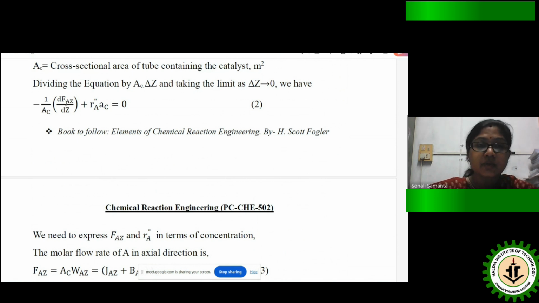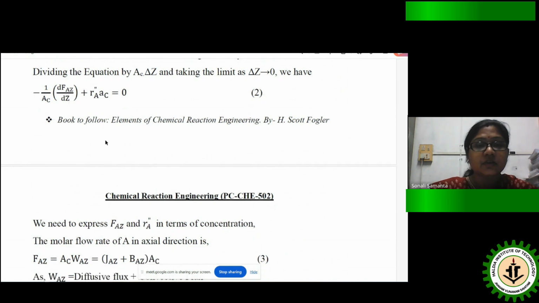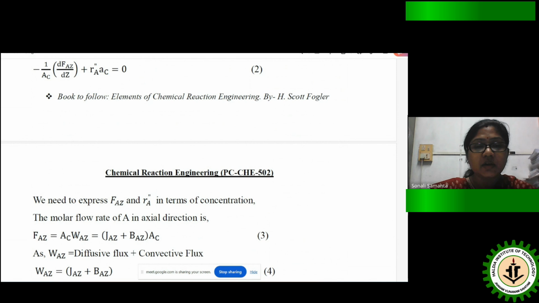So what you have to do, you have to convert that FAZ in terms of concentration and that RA in terms of concentration. So what is FAZ? FAZ is actually molar flow rate. If we consider the molar flux is WAZ towards the Z direction, and if you multiply the cross-sectional area of the bed, flux into area gives you the molar flow rate. So that is the molar flow rate FAZ equals AC into WAZ. Now come to the WAZ. What is WAZ? WAZ is actually molar flux.